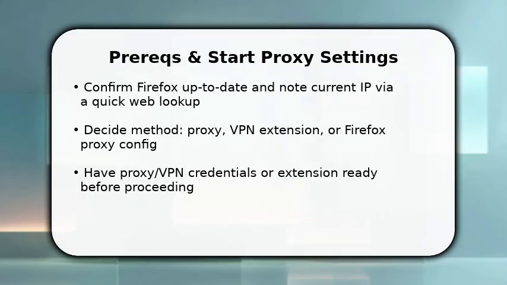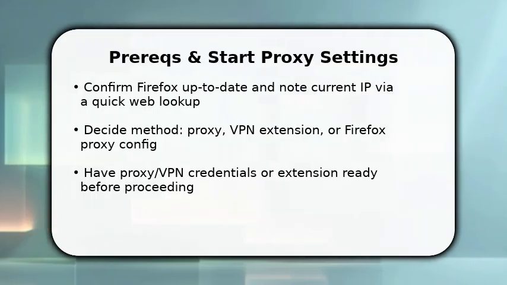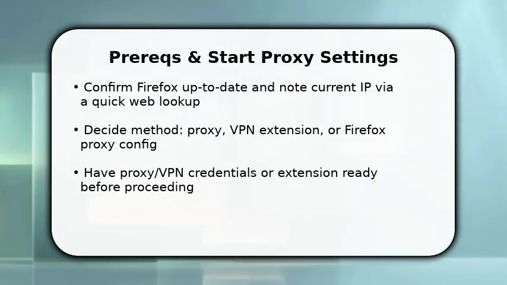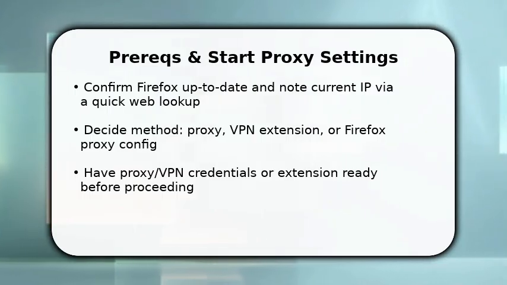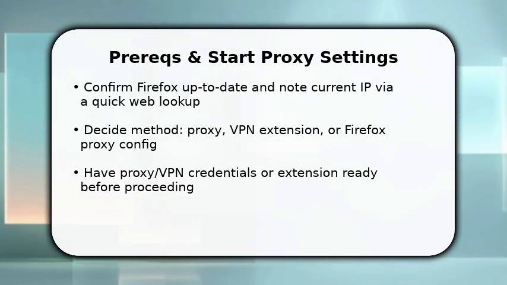You start by confirming Firefox is updated and that you know your current IP so you can verify the change. Once done, choose a method: System VPN, browser extension, or manual proxy settings in Firefox. Make sure you have proxy server details or a VPN account and credentials handy.